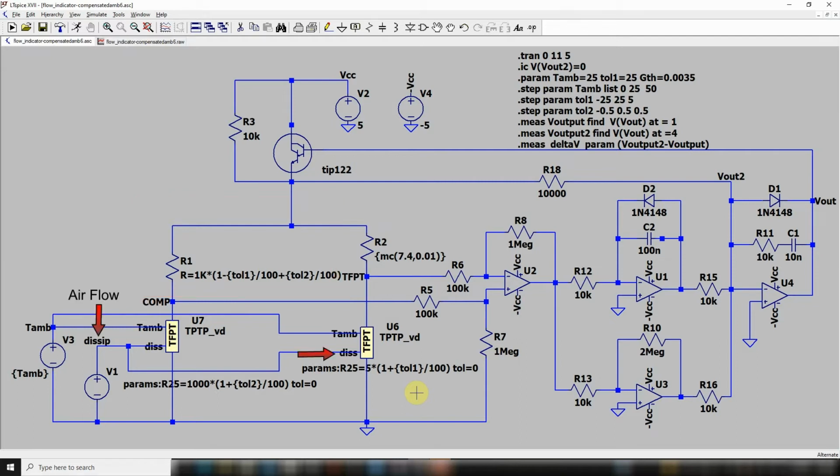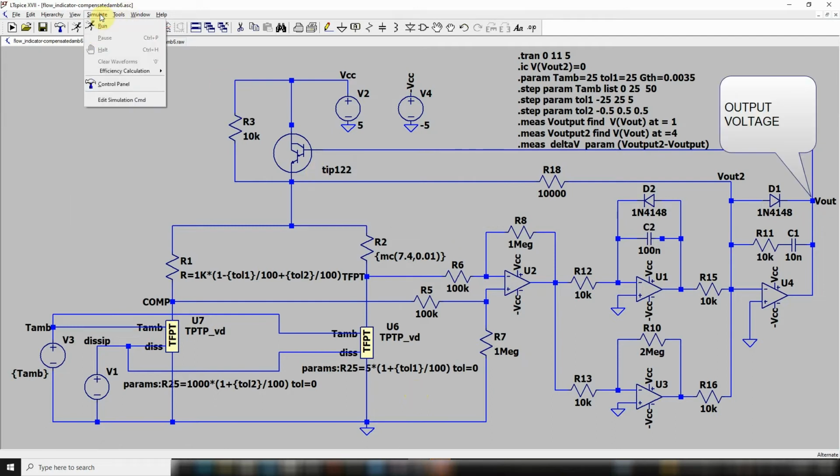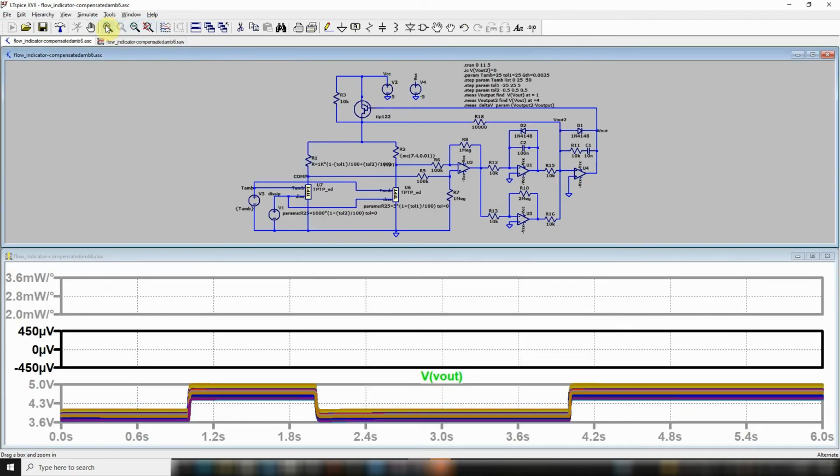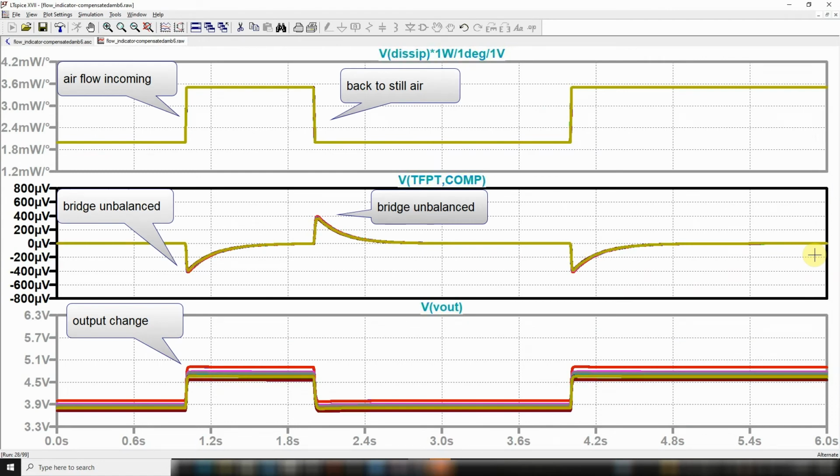When there is an airflow change, the bridge voltage is unbalanced and the output voltage of the PI circuit is used to rebalance it. We are going to see now if the output voltage Vout can be used to detect the airflow despite all circuit tolerances.